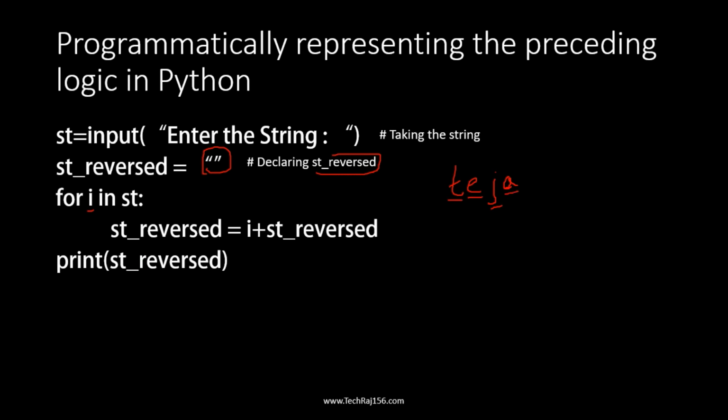So for each iteration we are going to take each character from the string that we have taken from the user. Then we are saying st_reversed equal to i plus st_reversed, and initially what is the value of st_reversed?